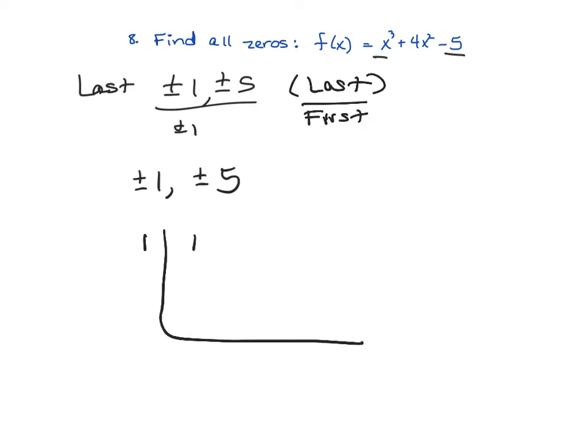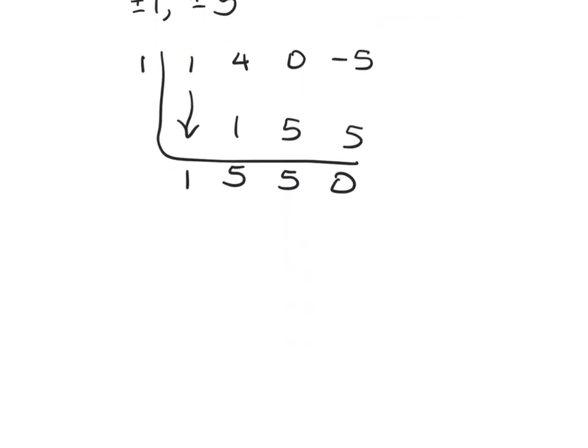So again, take your coefficients, 1, 4. I don't have an x term, so I need to fill the gap with a 0. So let's see if we get a remainder of 0. Drop down the 1, multiply, multiply, multiply. And we got one of our zeros. Now I have a quadratic equation. Let's put the variables back in. So remainder, constant, x squared. X squared plus 5x plus 5 equals 0.